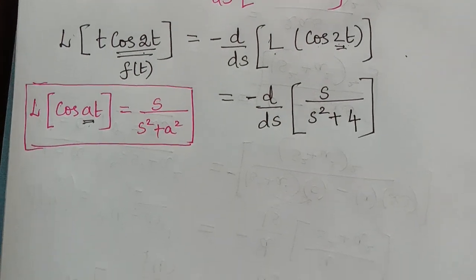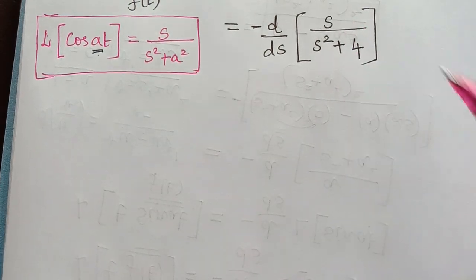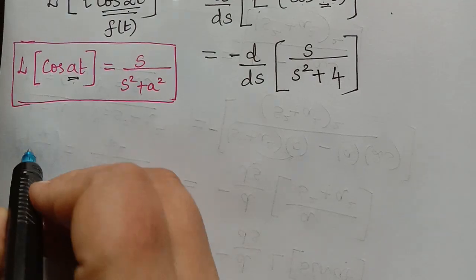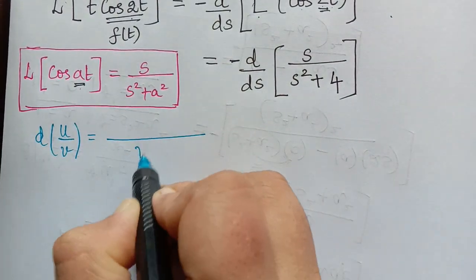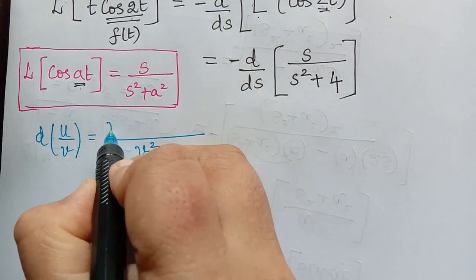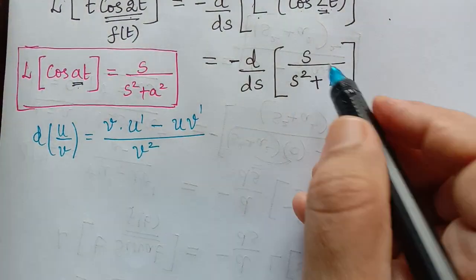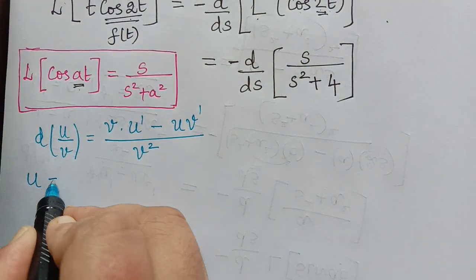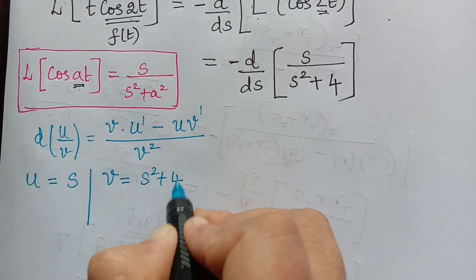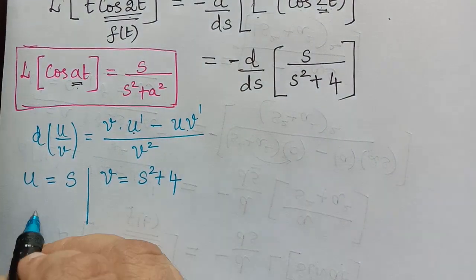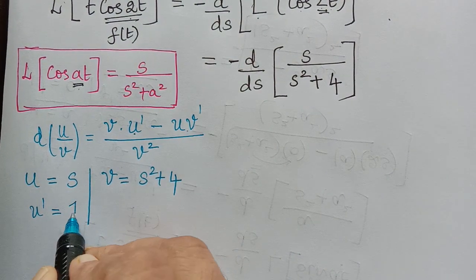If you observe, we have s by s square plus 4, for which we have to use the u by v method. That is, the differentiation of u by v will be equal to v square in the denominator, then v multiplied with u dash minus u multiplied with v dash. So here we have u equal to s and v equal to s square plus 4. So we have to find u dash and v dash. So u dash, the differentiation of s with respect to s, is 1.